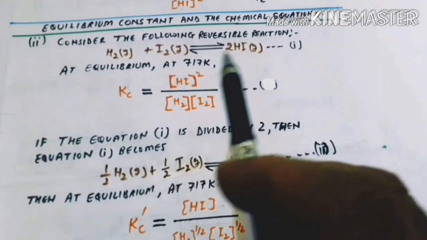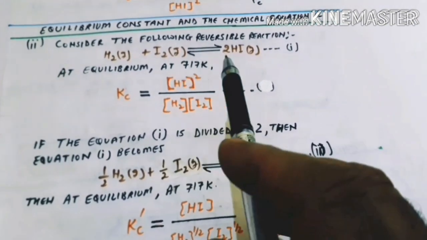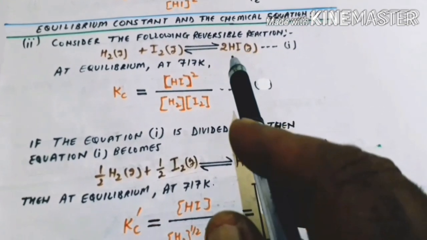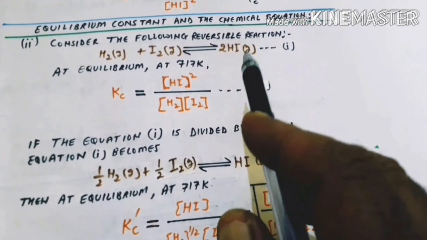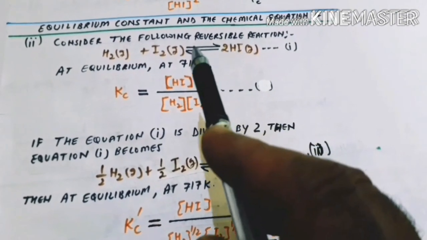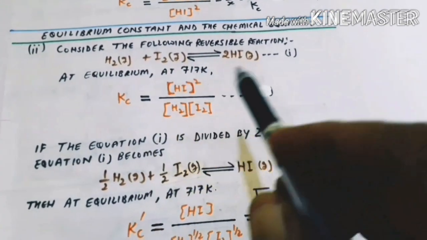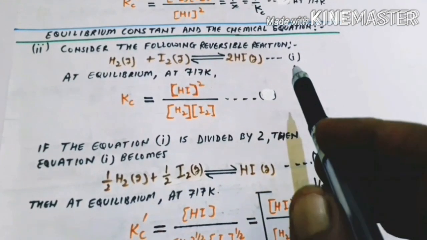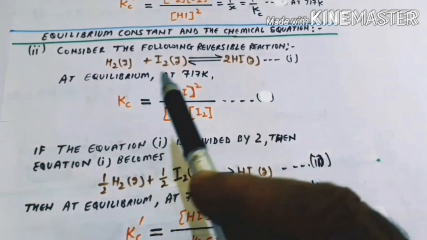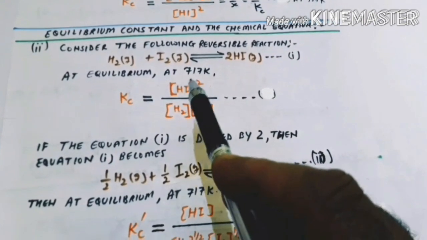So consider the following reversible reaction in which 1 mole of hydrogen gas reacts with 1 mole of iodine gas in the forward direction to produce 2 moles of hydrogen iodide gas as product. So 2 moles of hydrogen iodide in the backward direction decompose to give back the reactants, that is 1 mole of hydrogen gas and 1 mole of iodine gas. So it is the balanced chemical equation of the reversible reaction. Suppose this reversible reaction is taking place in a closed vessel at constant temperature, that is at 717 Kelvin.